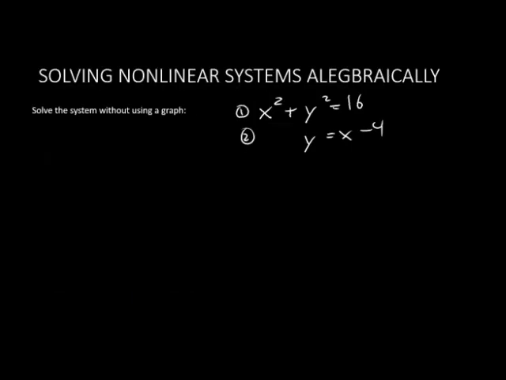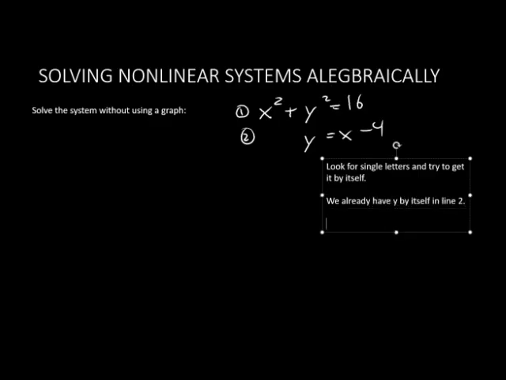Now, imagine we didn't have that graph. How could we solve this system using algebra? We could solve this similarly to how we could solve any other system of equations. We look for single letters and try to get that single letter by itself. We can see in this system, in line 2, we already have y by itself. Therefore, we could take that y from line 2 and substitute it everywhere else y occurs. Since we know y is equal to x minus 4, we can locate y and replace it with x minus 4.